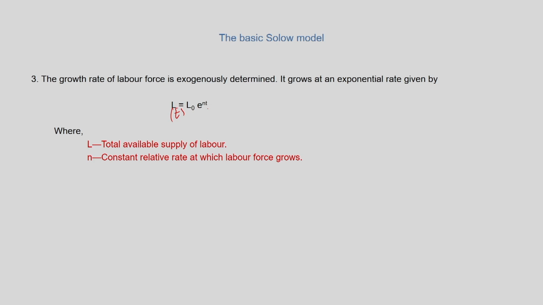Now we need to combine all of these equations. So we have seen a production function equation, we have seen a capital accumulation equation, and we have seen the population growth rate in the economy. Now we need to combine all of these equations to come up with the capital accumulation per worker in this economy.